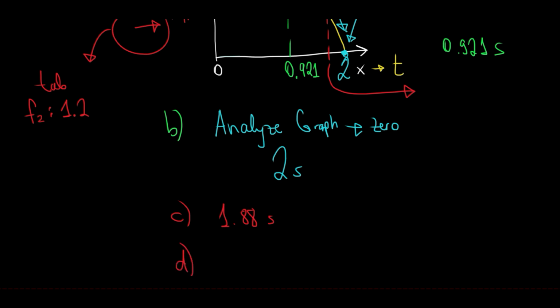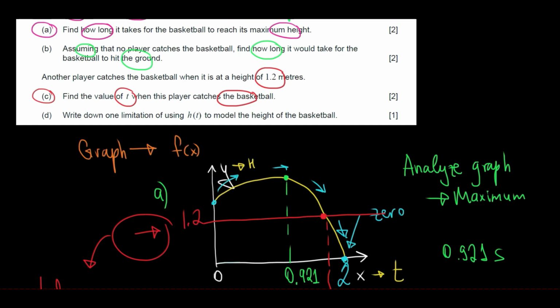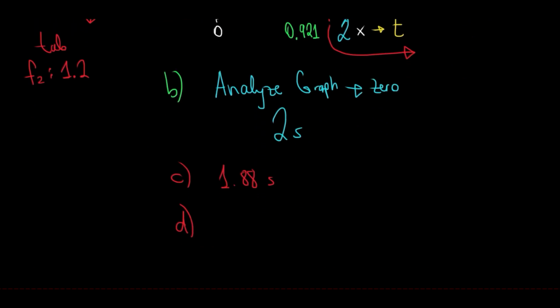Okay, and then for question D, it asks write down one limitation of using h of t to model the height of the basketball. Well, one limitation would be that we are not considering air resistance. So the model does not account for air resistance.